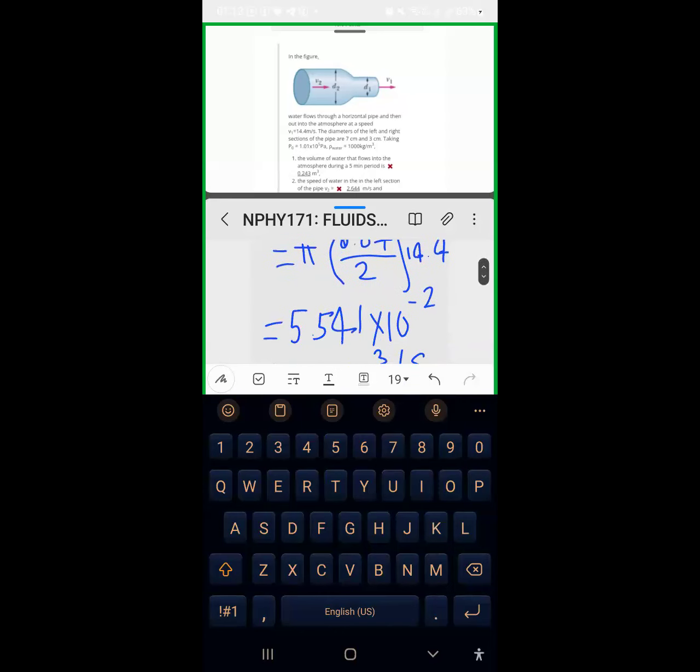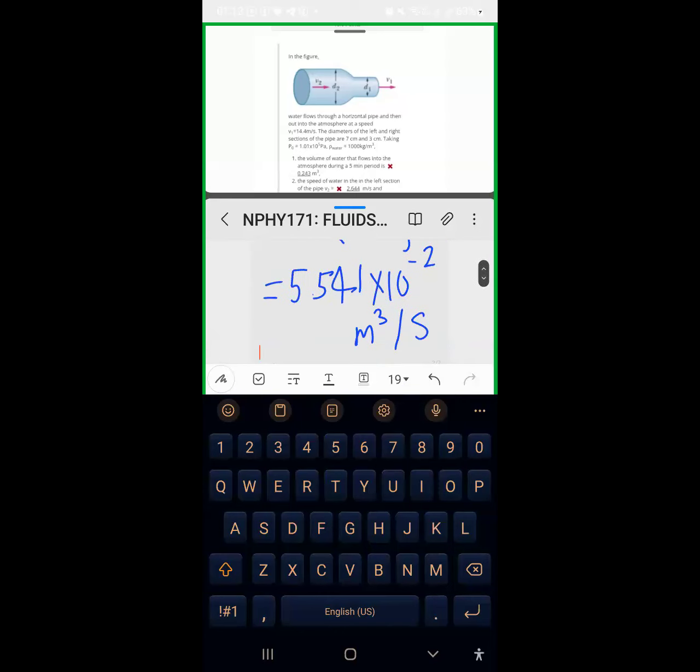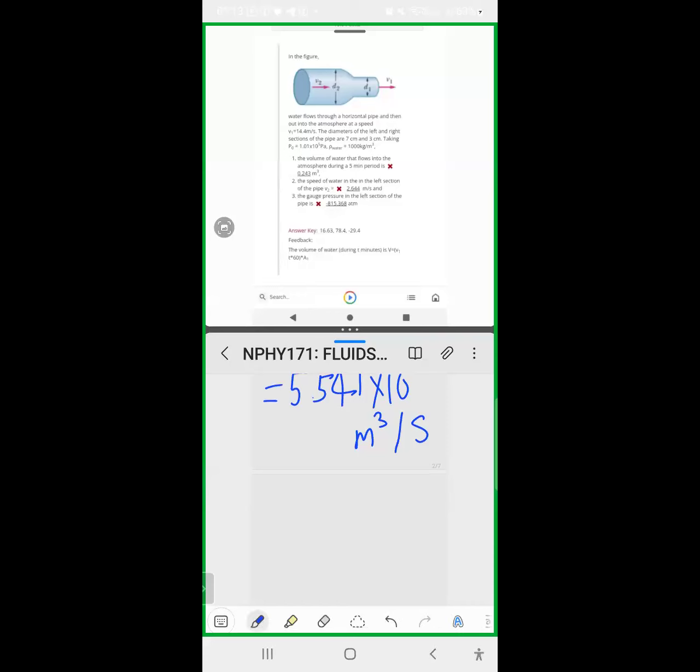But now the question requires us to find the volume flow rate, specifically during a 5 minutes period. Therefore, this means our volume of water that flows into the atmosphere during a 5 minute period will be given by the volume flow rate, right? We calculated previously the volume flow rate and then multiplied by the time. So this is going to be equal to 5.541 times 10 to the power minus 2 meter cubed per second.